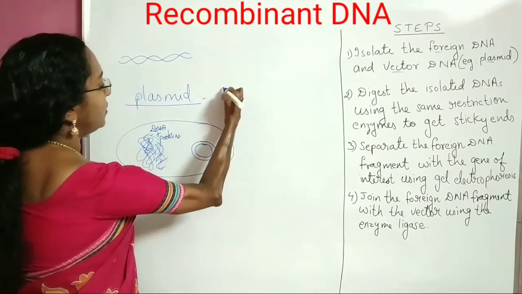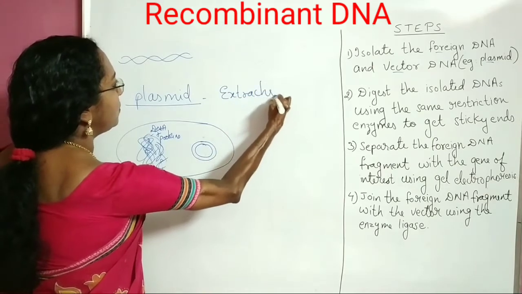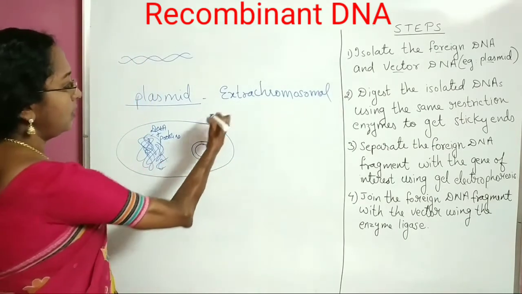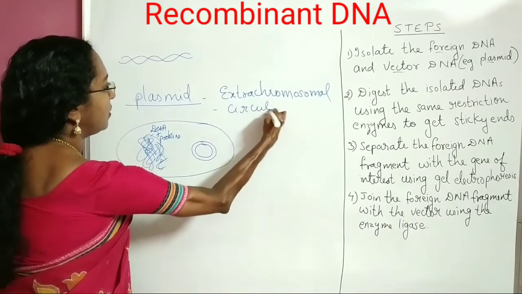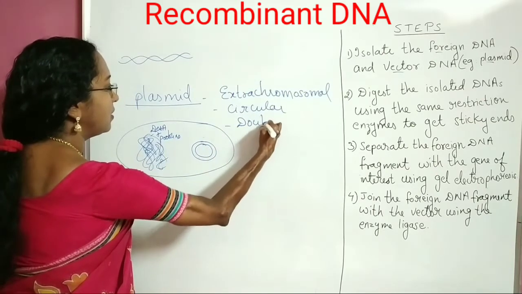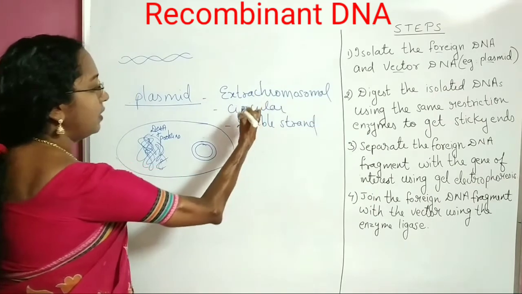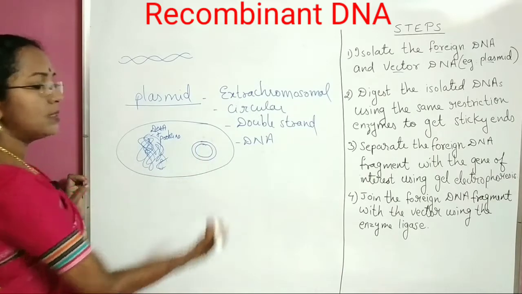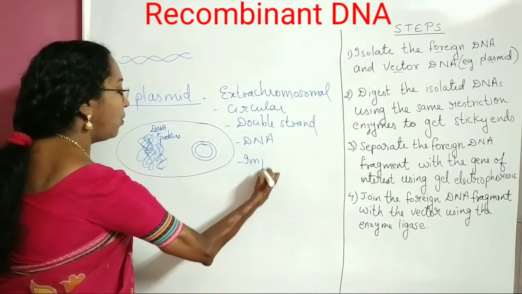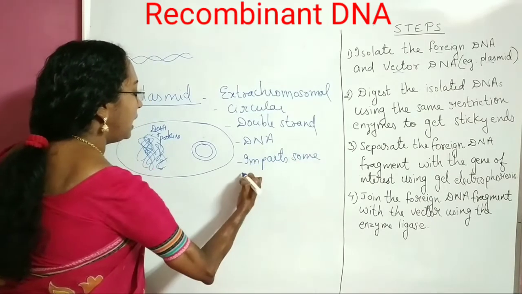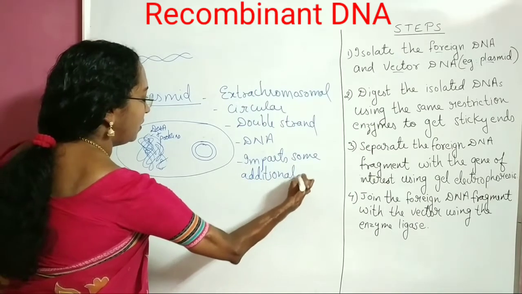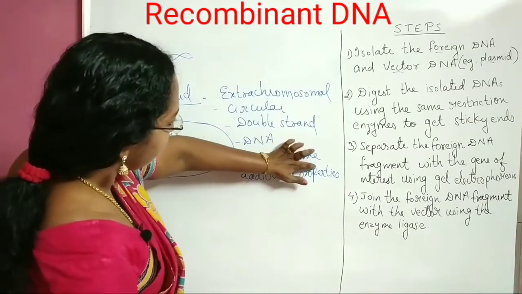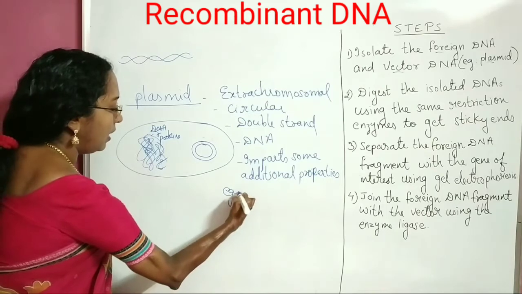So plasmid, first feature is it is extra chromosomal. Extra chromosomal means it is found outside the chromosome. What is the next feature? It is circular. It is double stranded. Extra chromosomal, circular, double stranded DNA molecule it is. And what is the importance of this plasmid for a bacterial cell? It imparts or gives some additional properties to this bacterial cell, like antibiotic resistance.